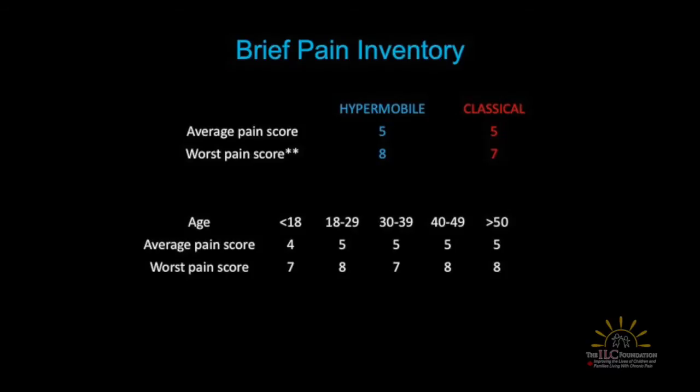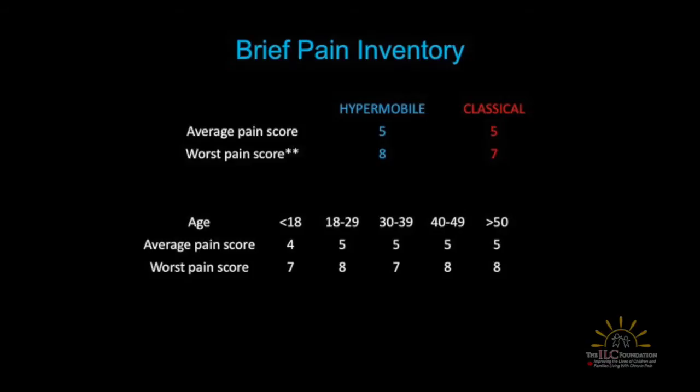So among our patients with hypermobile Ehlers-Danlos syndrome and with classical Ehlers-Danlos syndrome, over the past 3 years, the average pain score on arrival in our clinic is a 5 for both classical and hypermobile. And the worst pain score on average is an 8 for people with hypermobile Ehlers-Danlos syndrome and a 7 for the classical Ehlers-Danlos syndrome. We looked to see whether this changed over age, and really there is not a significant change over time for the ages of our patients as we assessed it.